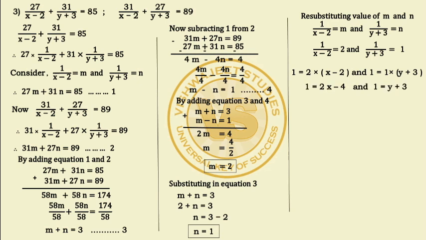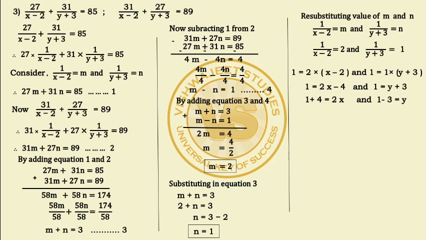After multiplication, we get the next equation as 1 is equal to 2x minus 4 and 1 is equal to y plus 3. Minus 4 is at the right hand side. When it goes to the left hand side, it will become positive. At the same time, 3 is positive at the right hand side. When it goes to the left hand side, it will become negative. So, we get to the next step.